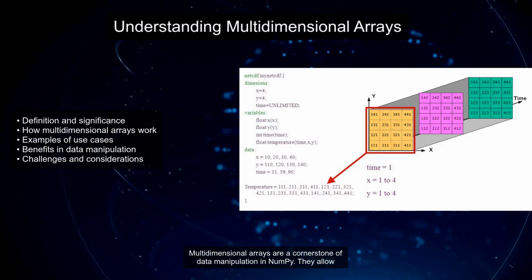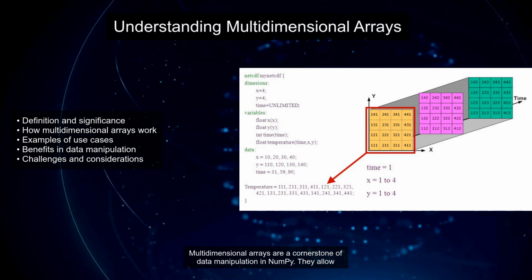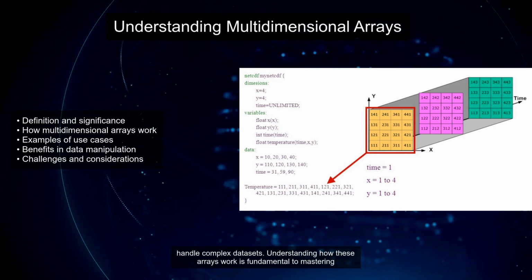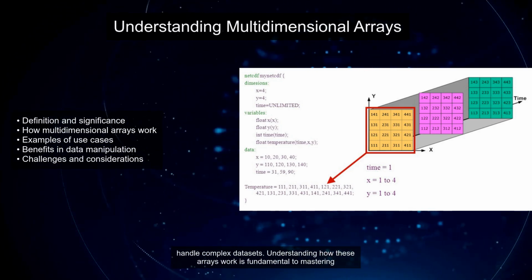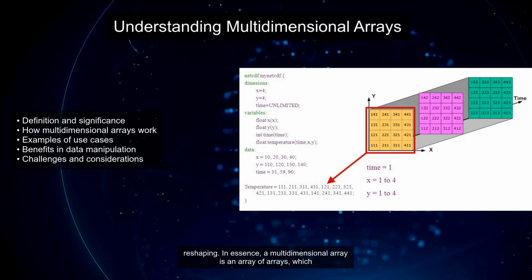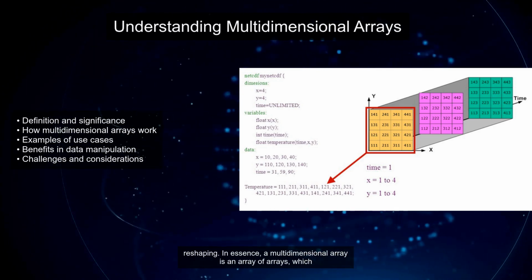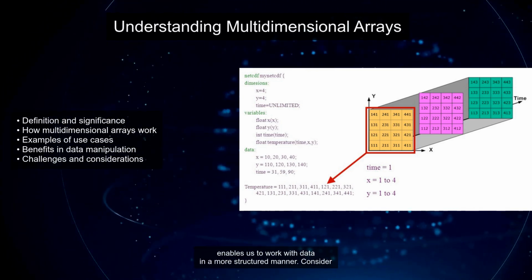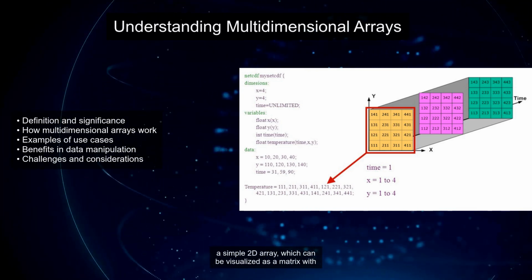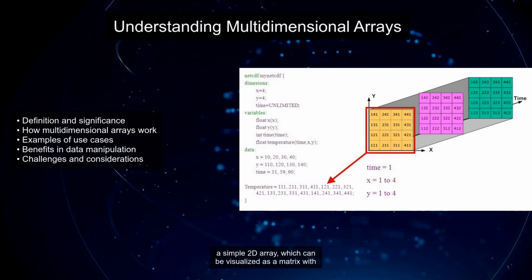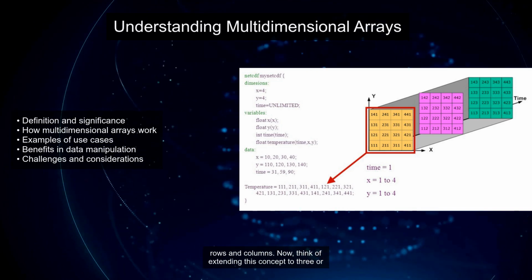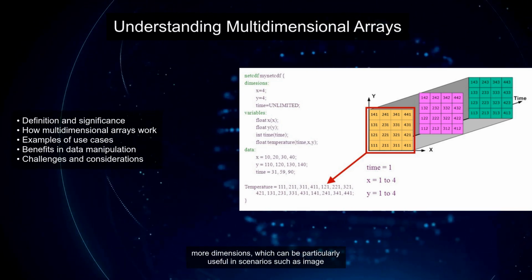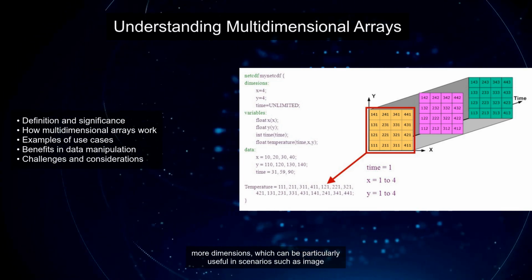Multidimensional arrays are a cornerstone of data manipulation in NumPy. They allow us to organize data in multiple dimensions, providing a flexible way to handle complex datasets. Understanding how these arrays work is fundamental to mastering reshaping. In essence, a multidimensional array is an array of arrays, which enables us to work with data in a more structured manner. Consider a simple 2D array, which can be visualized as a matrix with rows and columns. Now, think of extending this concept to 3 or more dimensions, which can be particularly useful in scenarios such as image processing or 3D data modeling.